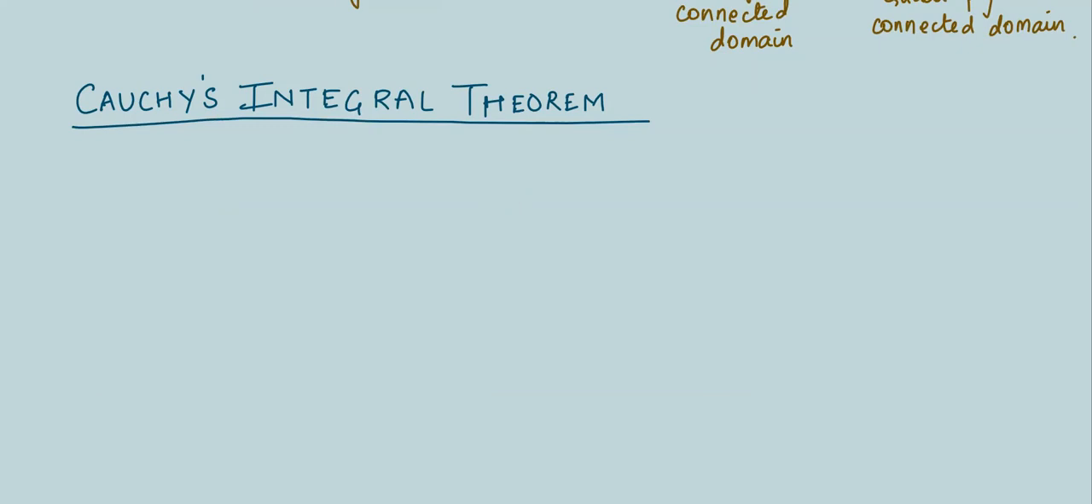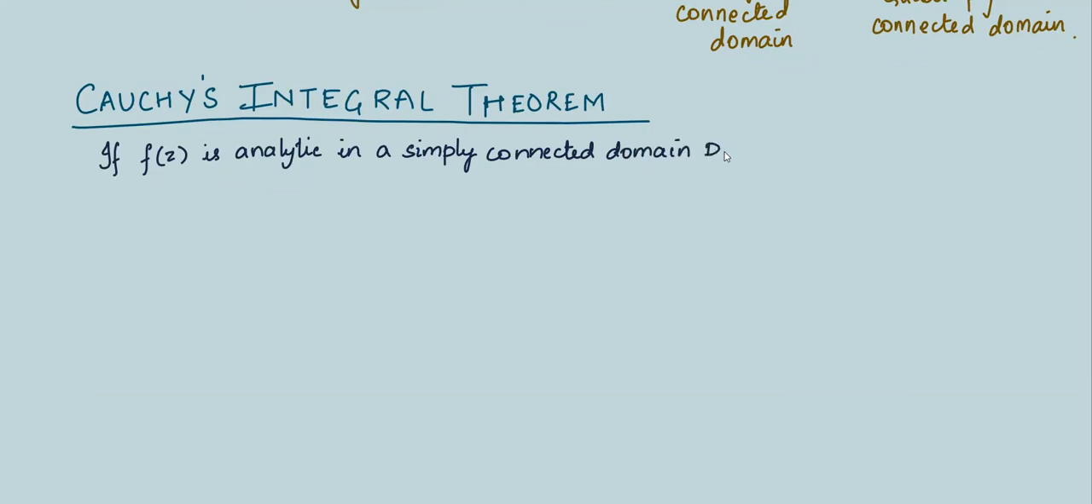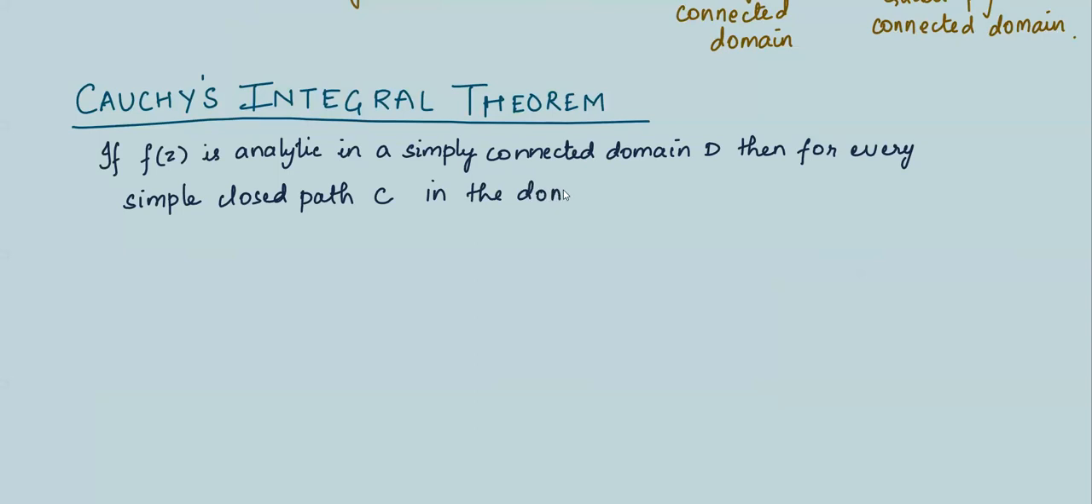Cauchy's integral theorem. Now, if f of z is analytic in a simply connected domain D, then for every simple closed path C in the domain D, we have the closed integral over a closed path C of f of z dz is equal to 0.